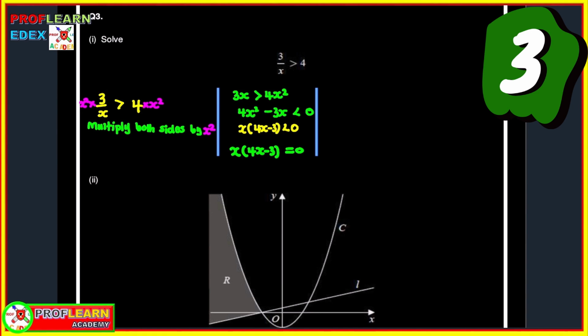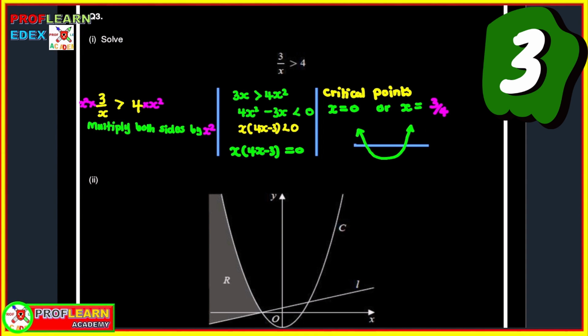We get the critical points. Then once we get them, we can state the range of values of x which can satisfy that. So we have the critical point x equals 0 or x equals 3 over 4. Then we can now draw that representation of that curve. Remember, the quadratic was having a positive coefficient, so it will open upwards.